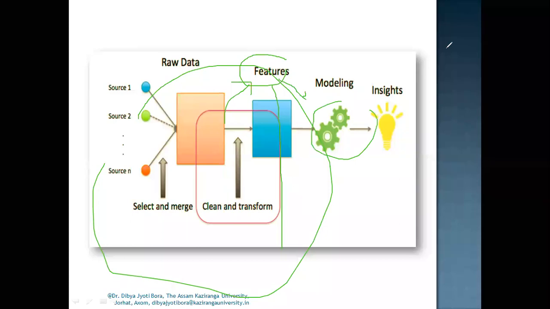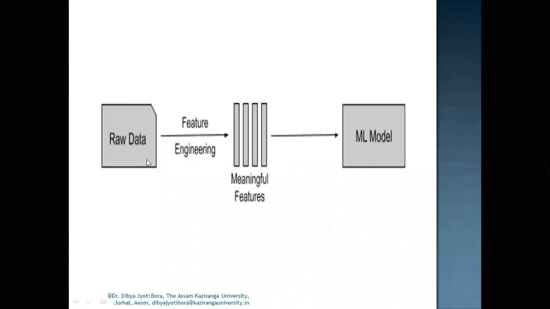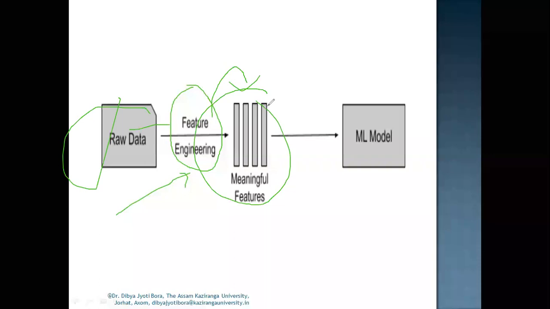Okay, let me show you one more diagram for it. See, raw data, then this. First of all, feature extraction, then feature reduction. Reduction means to reduce, so the redundant features you will remove. Okay? So overall, this process is known as feature engineering. So from raw data, through the feature engineering process, you will get some meaningful features, and those meaningful features will be fed to your machine learning model, or you can say pattern recognition approach. I hope this diagram is clear to you.